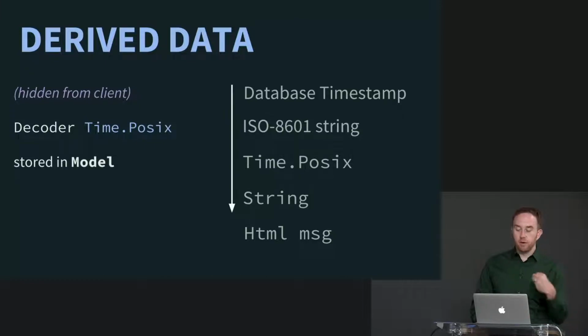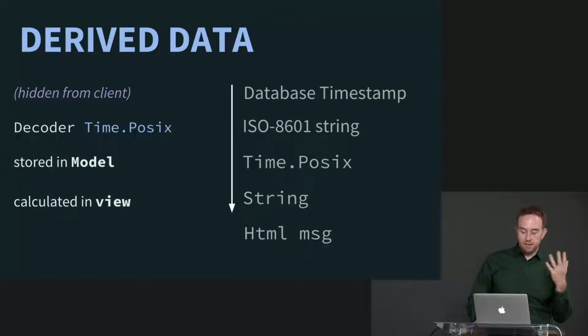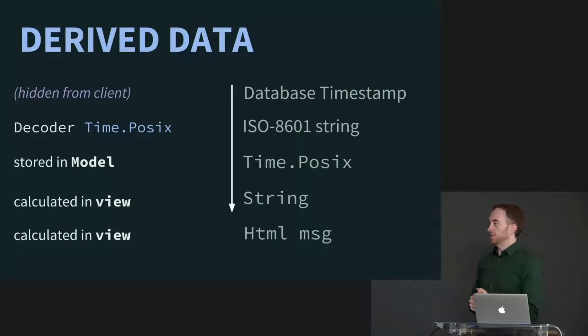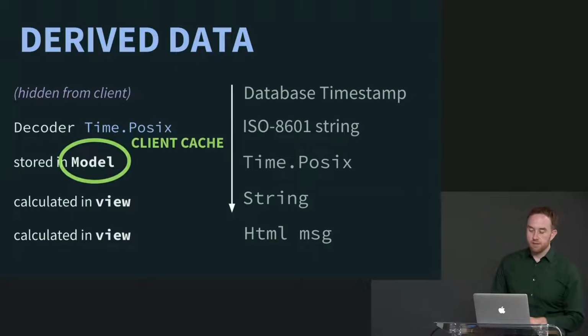Then we take that, we convert it to time.posix from the HTTP request, we store it in the model, and then we calculate that string in the view, that nicely formatted human-readable string that says May 5th, 2018, or whatever it was. And then, of course, the HTML message is also going to be calculated in the view. Now here we have an example of derived data, but we actually do, unfortunately, regrettably, end up with multiple sources of truth anyway. So here, when we're storing this in the model, this is now a client cache of something where the source of truth is the database.